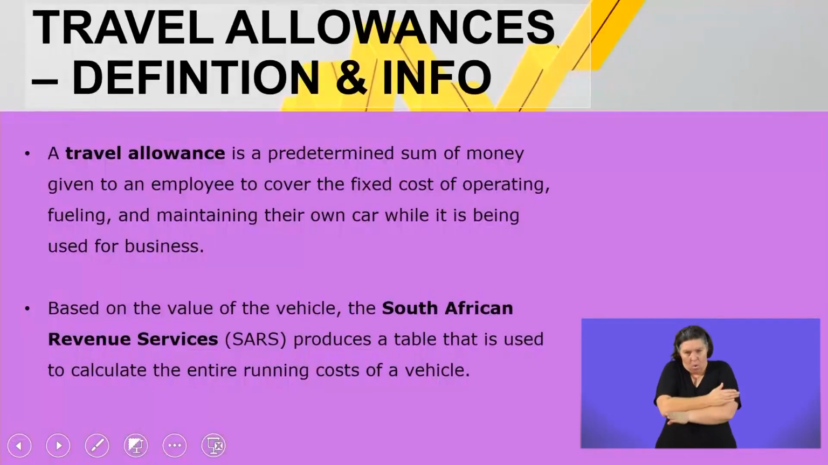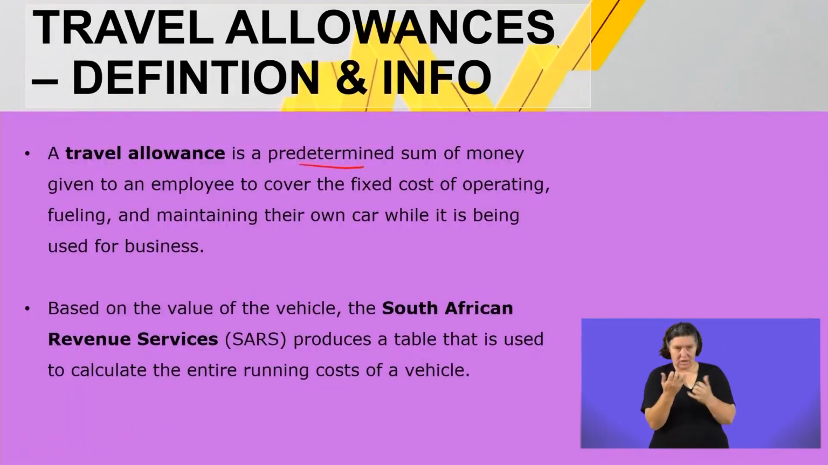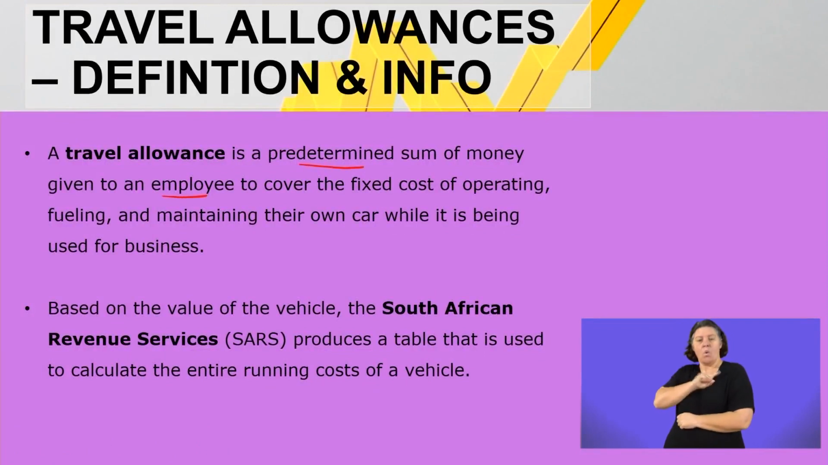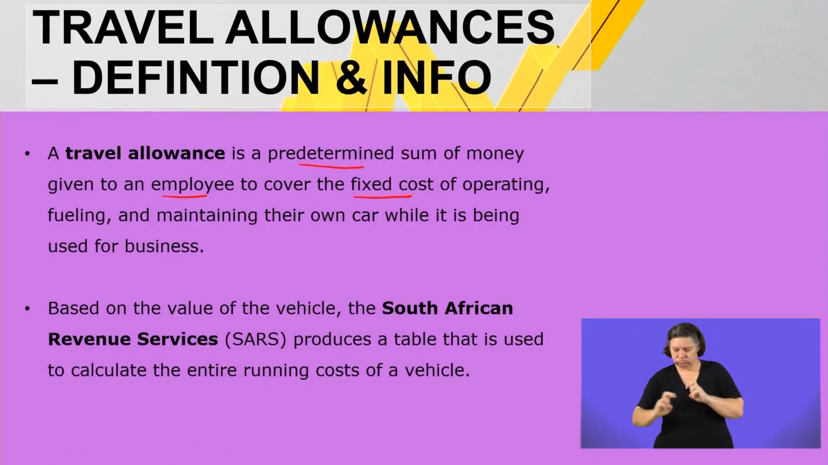We'll continue now with travel allowance. So let's see exactly what a travel allowance is. I indicated here that a travel allowance is a predetermined sum of money given to an employee to cover the fixed cost of operating, fueling, and maintaining their own vehicle while it is being used for business, right? Based on the value of the vehicle, the South African Revenue Service, SARS, produces a table that is used to calculate the entire running cost of a vehicle.